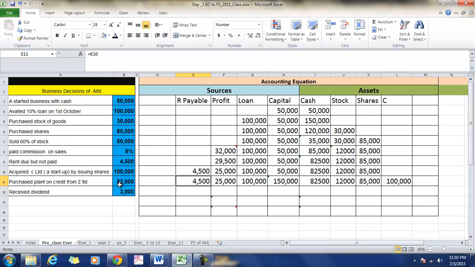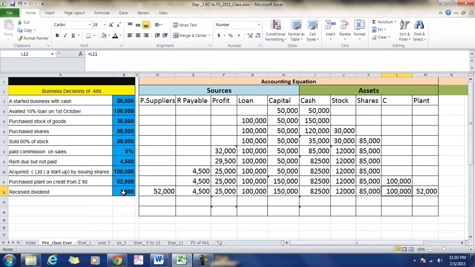Purchase plant on credit from Z Limited is another asset acquired. The value of the plant is 52,000, but we will create a liability called plant supplier to the extent of 52,000. No change in rent payable, no change in profit, no change in loan, no change in capital, no change in cash, no change in stock, no change in shares, and also no change in C, the value of the asset.